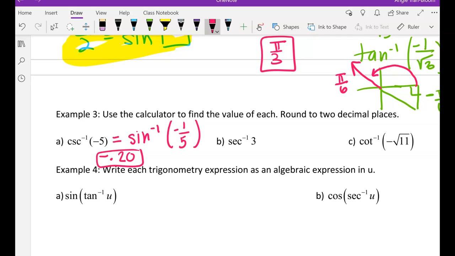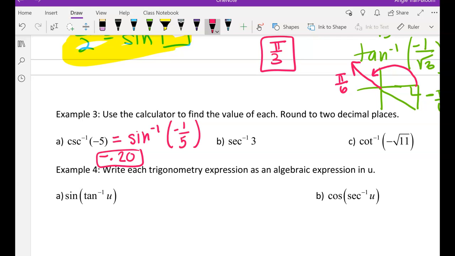Okay, go back. We don't do 1 divided by sine and then flip. You're flipping it twice. We just do sine inverse and then flip the ratio on the inside. See how it's in red? Guys, write down that red piece right next to cosecant inverse of negative 5, so later you know what you need to enter. You take notes for yourself, okay?